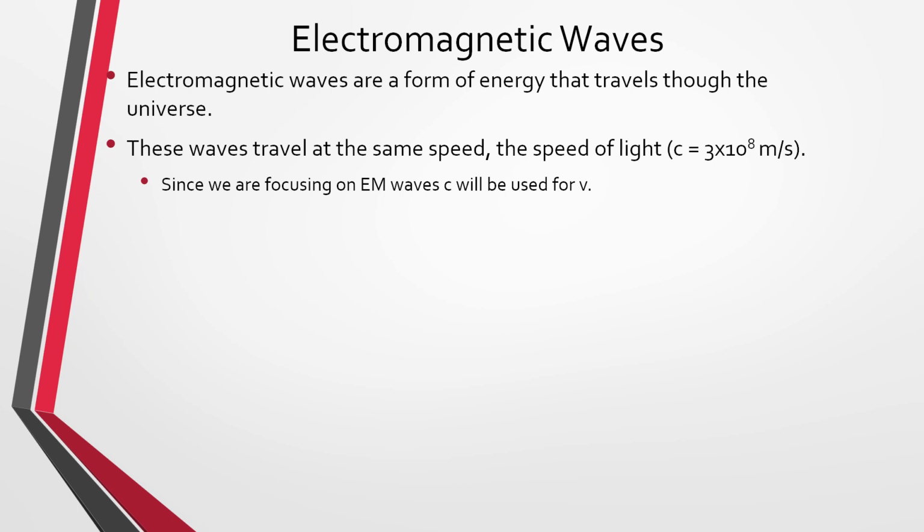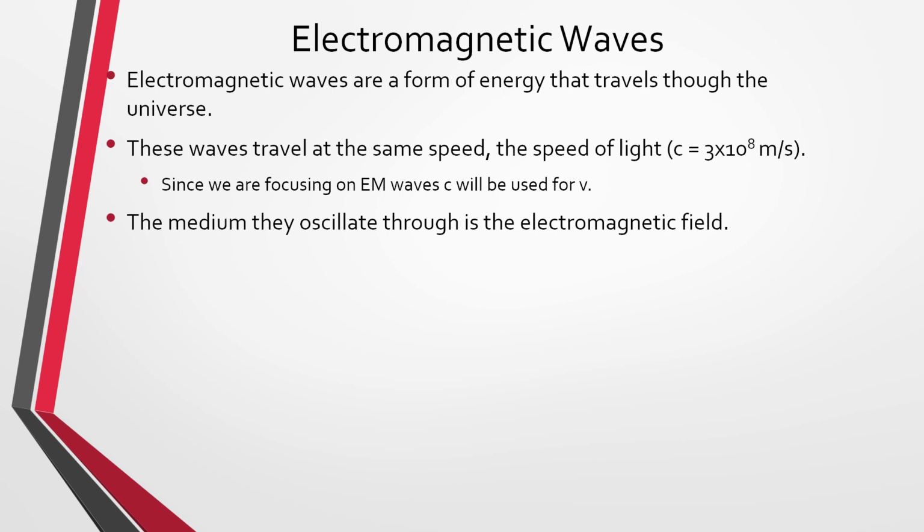Since we are focusing on electromagnetic waves, c will be used now for the v, which was the speed before, the velocity, how fast the wave is traveling. We'll use c from now on, which is the value there. The medium they oscillate through, we learned that waves oscillate through a medium. The medium that electromagnetic waves oscillate through is the electromagnetic field.